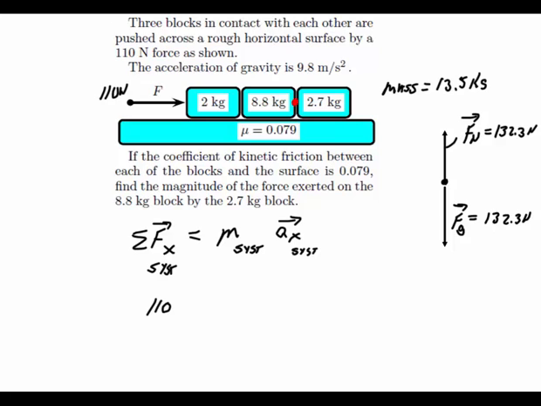Gives me a frictional force of 10.45. I'll say 10.452. Now I have 110 pushing this way here. So all you have to do here is sum the forces. Sum the forces in the x, set equal to mass times acceleration.